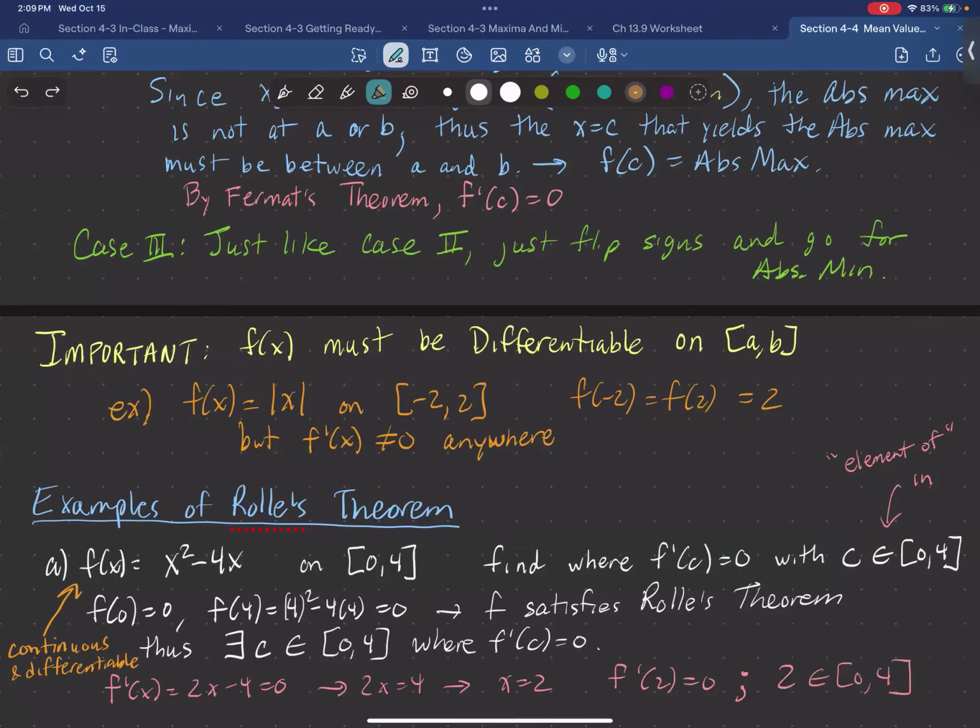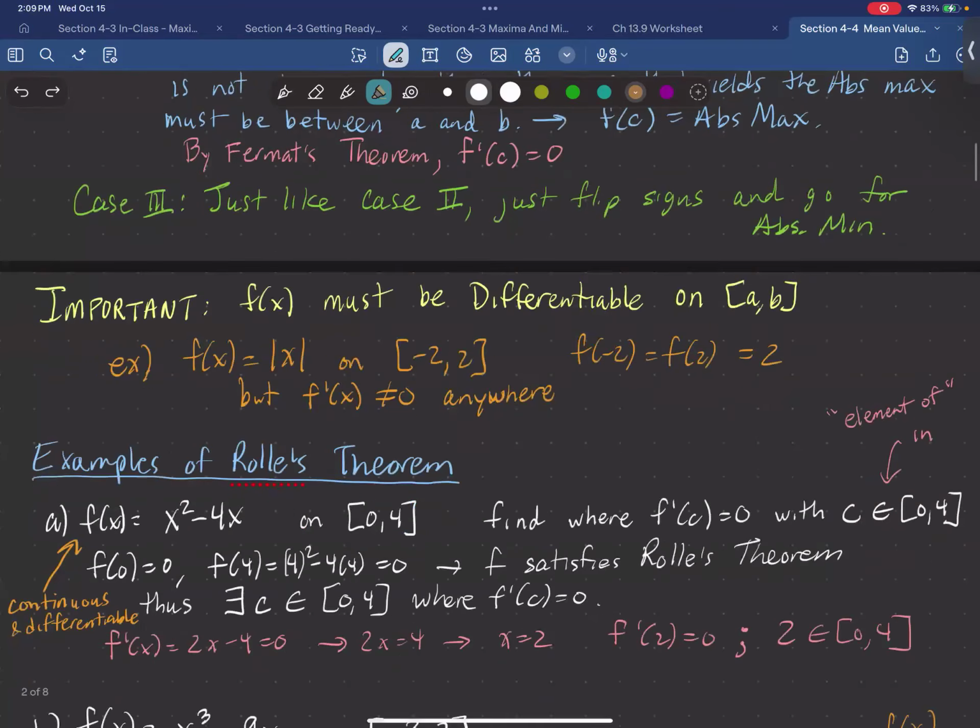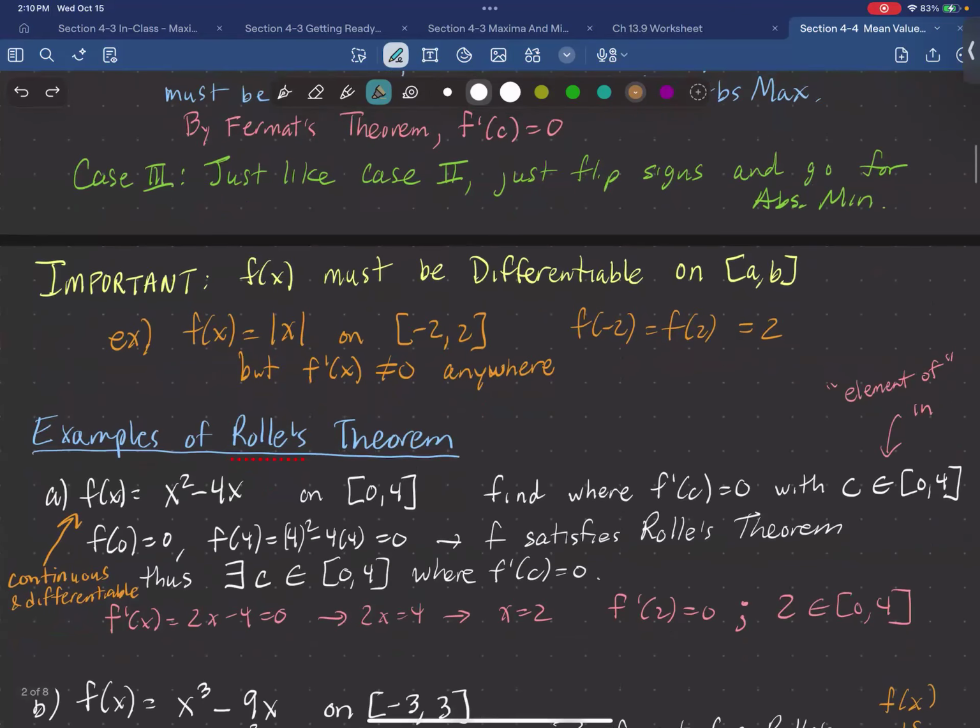Okay? Why don't you guys try doing this one real quick? f of x equals x cubed minus 9x on negative 3 to 3. Remember, you have to show that f of a equals 0 and f of b equals 0. Make sure you point out that it's continuous and differentiable, and then find c.